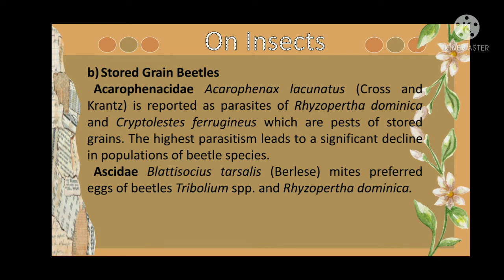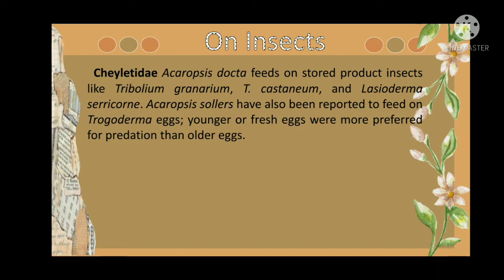Acaridae mites prey on eggs of beetles, Tribolium spp. and Rhyzopertha dominica. Cheyletidae feed on stored product insects like Tribolium granum, Cartodere, and Lasioderma serricorne. Acaropsis soldiers have also been reported to feed on Trogoderma eggs. Younger and fresh eggs were more preferred for predation than older eggs.